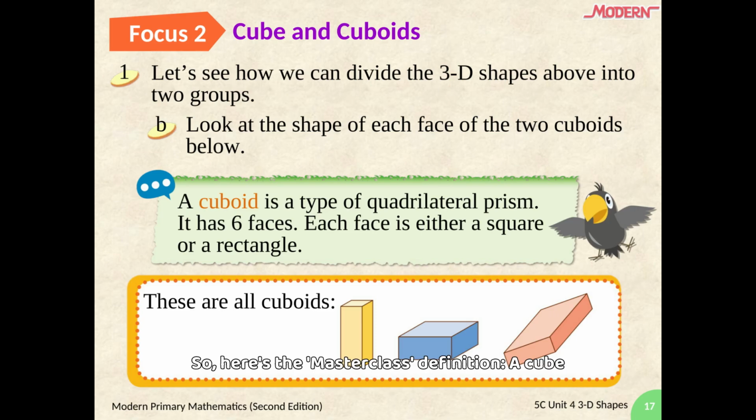So, here's the masterclass definition. A cube is a special type of quadrilateral prism. It has exactly 6 faces, and every single one is a square. If you see a shape and even one face is a rectangle, it's kicked out of the cube club. Sorry, rules are rules. To be a cube, you have to be square all the way around. It's hip to be square, right? Our bird friend here totally agrees.